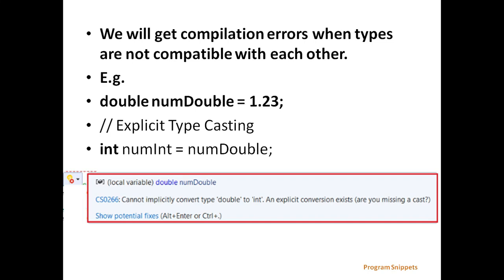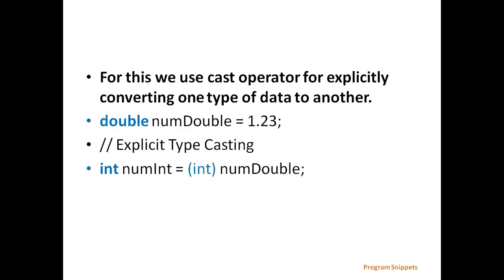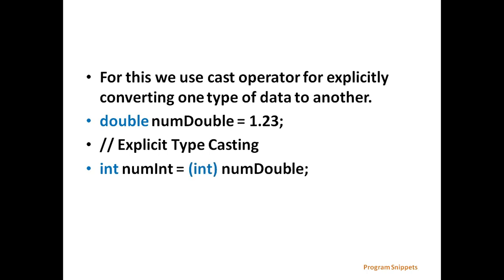For example, if you have defined the variable num_double of type double and we assign it to an integer variable, that is int num_int = num_double, it will generate an error: cannot implicitly convert double to integer. For this, we use the cast operator for explicitly converting one type of data to another. Here we have a variable num_double of type double, and to assign this value to an integer variable, we explicitly convert it using the cast operator as int num_int = (int)num_double. In brackets we write the data type in which we want to convert the variable. Since we are assigning this value to an integer variable, we write (int)num_double.